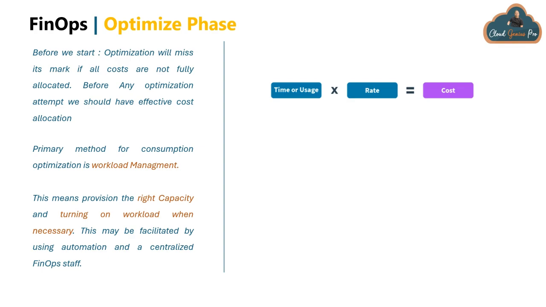Similarly, usage can be optimized via optimum capacity or right capacity. And for time, we already discussed turning on the workload only when it is actually needed. In this way you can optimize the time. So you have to optimize time for the consumption, and you have to optimize the capacity, so that time and usage will be optimized and your cost will be optimized.